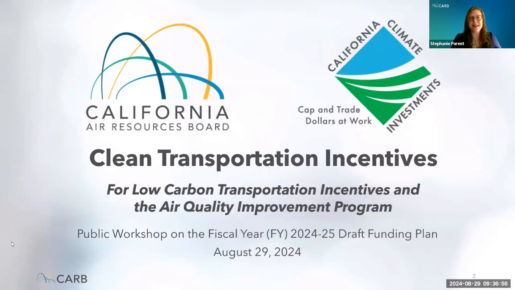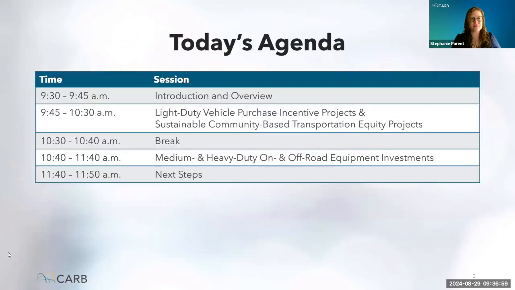Now, let's dive into today's agenda. We'll begin today's workshop with an overview of the Clean Transportation Incentives Funding Plan and information about historical and current funding. Next, we'll provide an update on the light-duty vehicle incentive projects and the sustainable community-based transportation equity incentive projects, followed by a short break. After the break, we'll provide an update on our medium and heavy-duty on- and off-road incentive projects. Lastly, we'll wrap the day up with next steps. Please note, we'll provide time during the meeting for questions and discussion. Okay, let's begin.